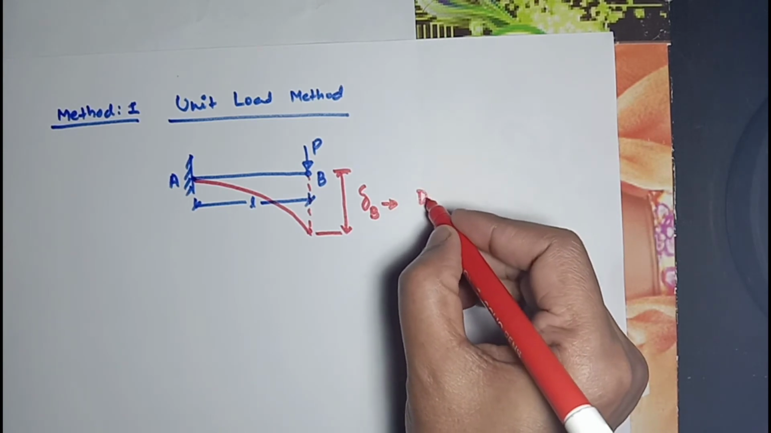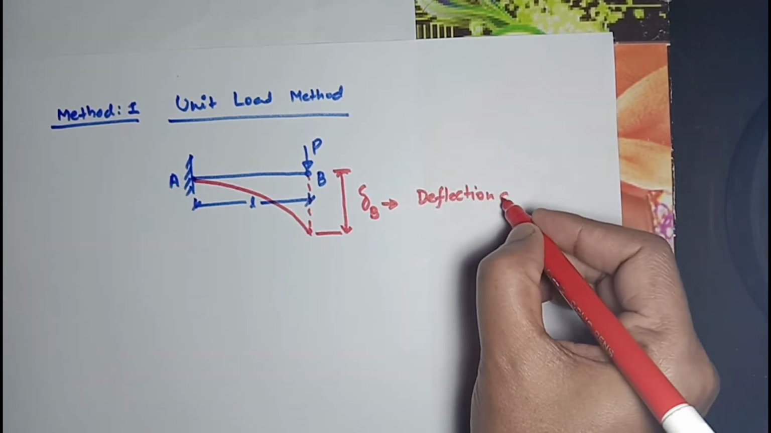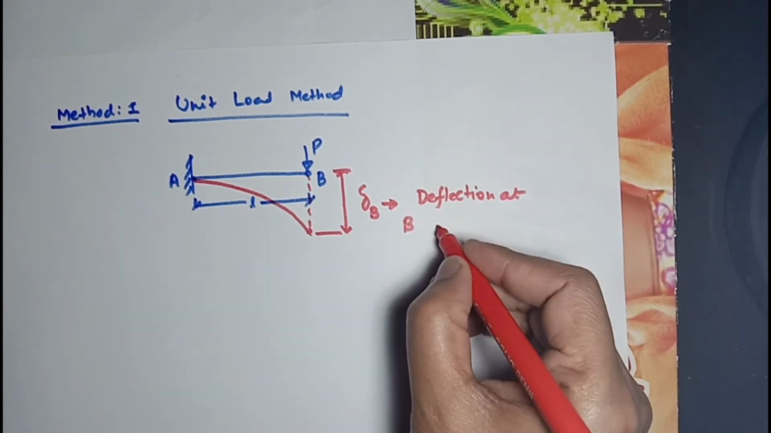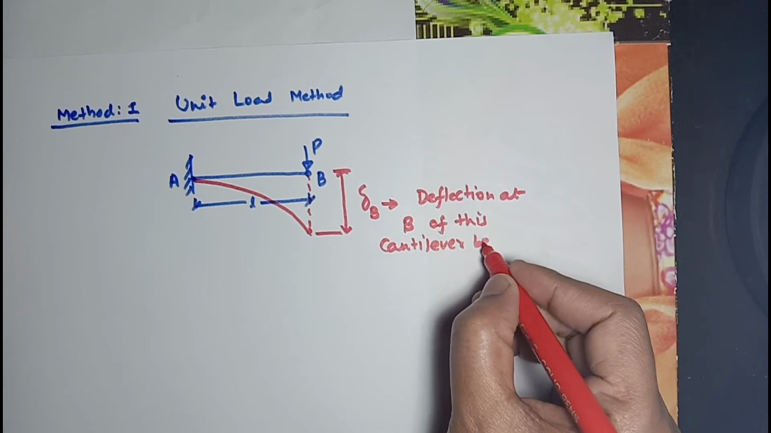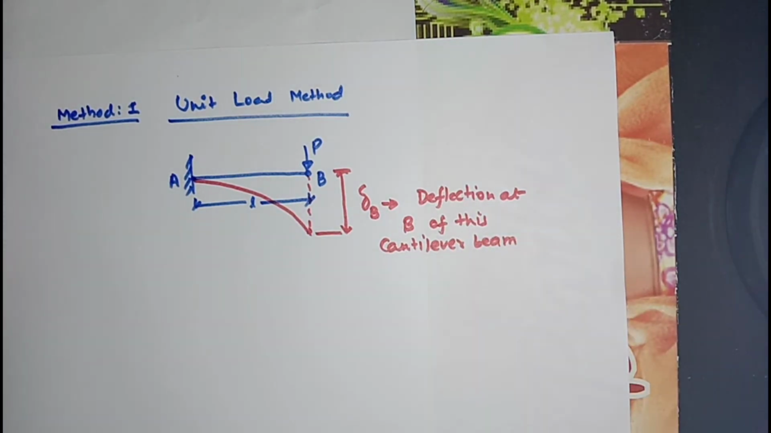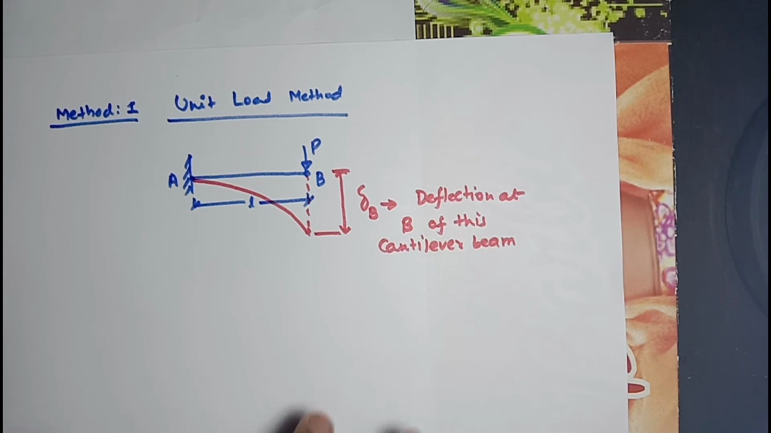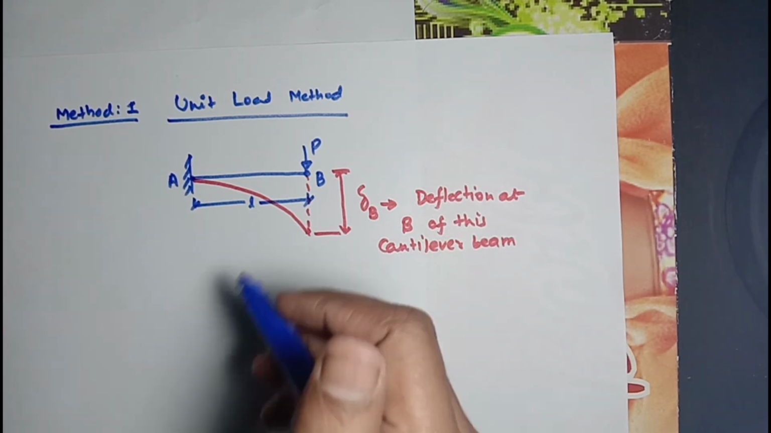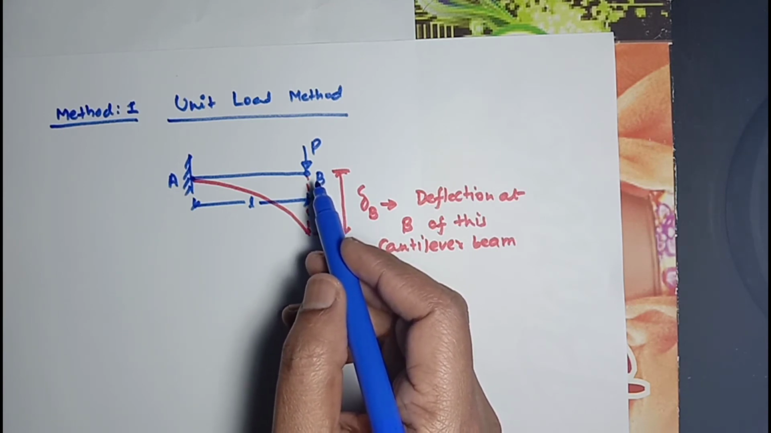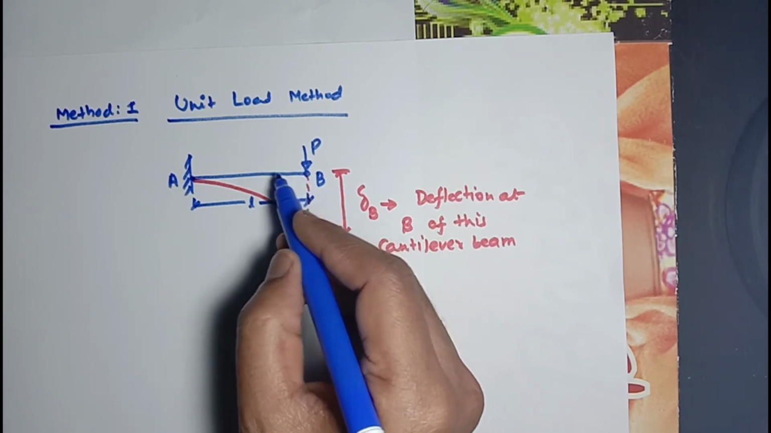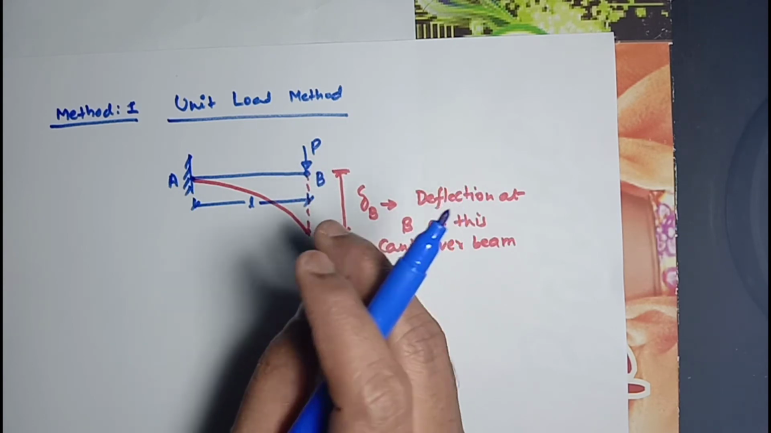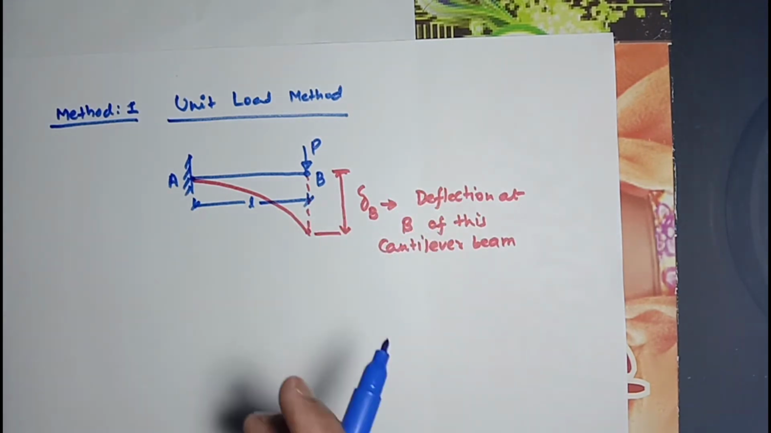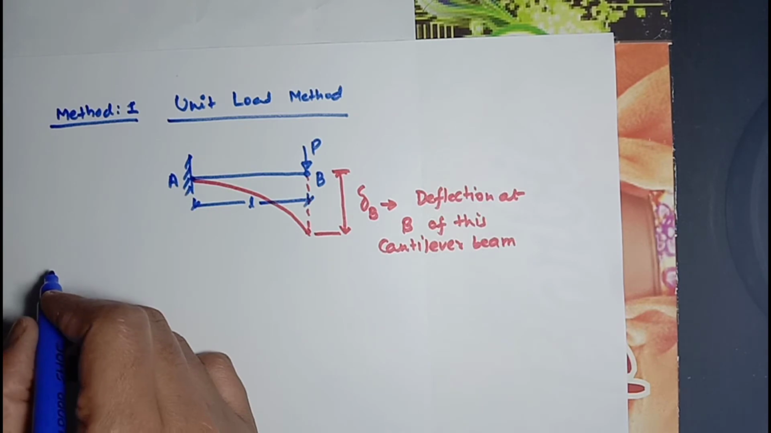Delta B is deflection at B of this cantilever beam. Now, from unit load method, we evaluate two moments. One moment is M1, which is the moment calculated at a distance of x from the tip of this beam, and there is moment m2 which is calculated at a similar distance x, but with a unit load applied at the tip of this beam. I will explain here, but try to understand.